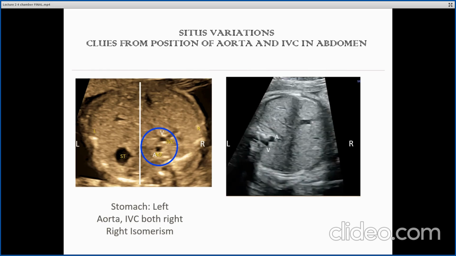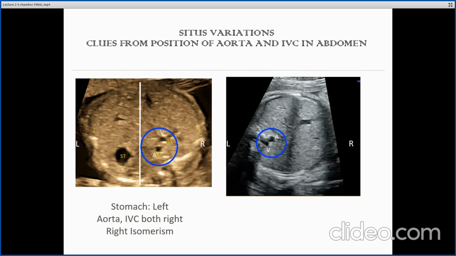Now, this is the second example. The left and the right are marked. The stomach is not clear. The aorta is shown by A, and anterior to the aorta, we don't find any venous structure. So, where the IVC should be, we don't see anything. In contrast, we see a venous structure posterior to the aorta. So, this is not the IVC, but this is rather the azygos vein.